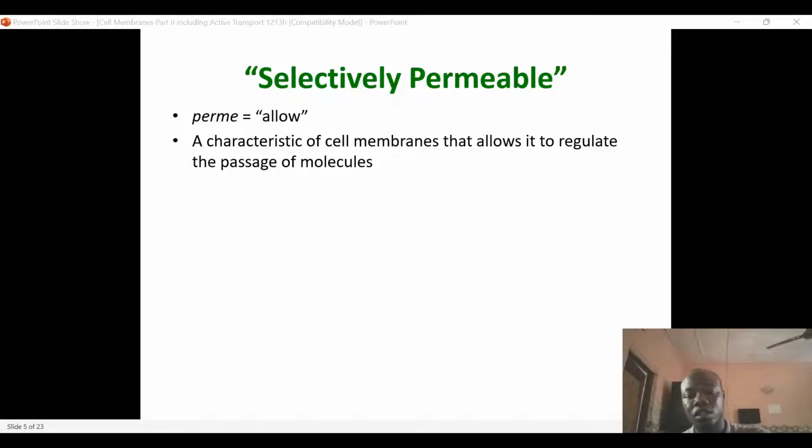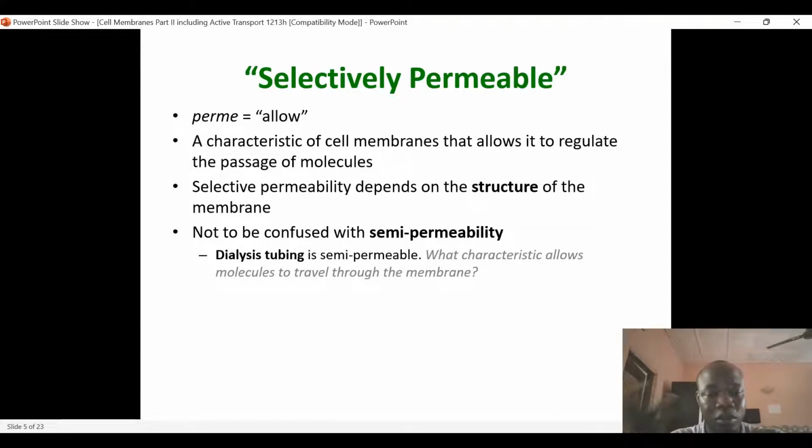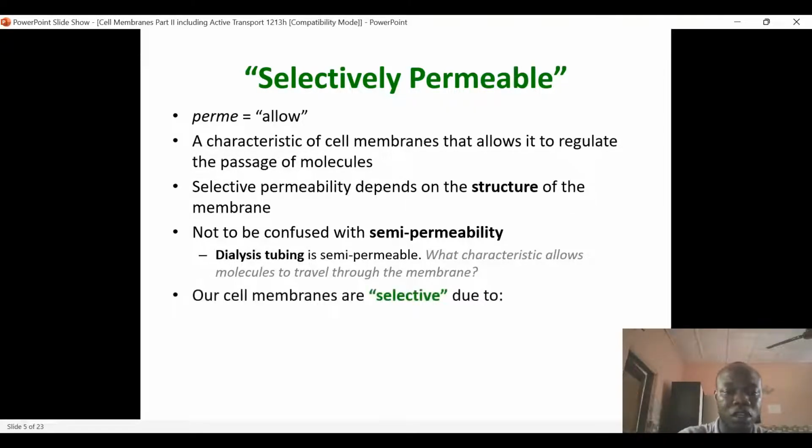Apart from that, the selective permeability depends on the structure of the membrane. So the structure of the cell membrane is what will determine the selective nature of the cell membrane. This is not to be confused with semi-permeability. For example, dialysis is semi-permeable. So what characteristics allow molecules to travel through the cell membrane? Our cell membrane is selective.